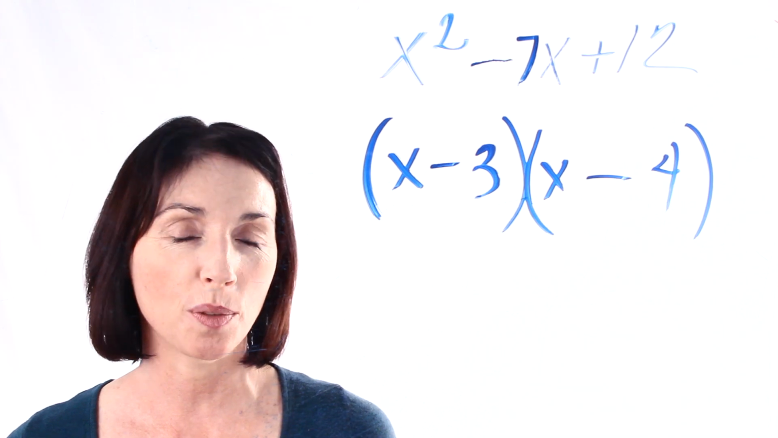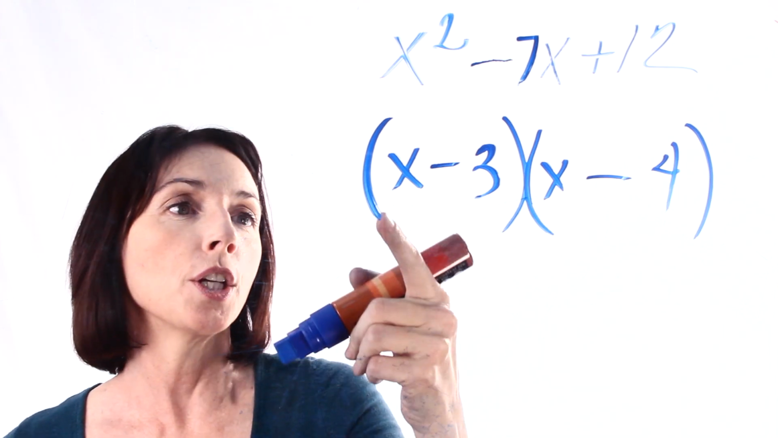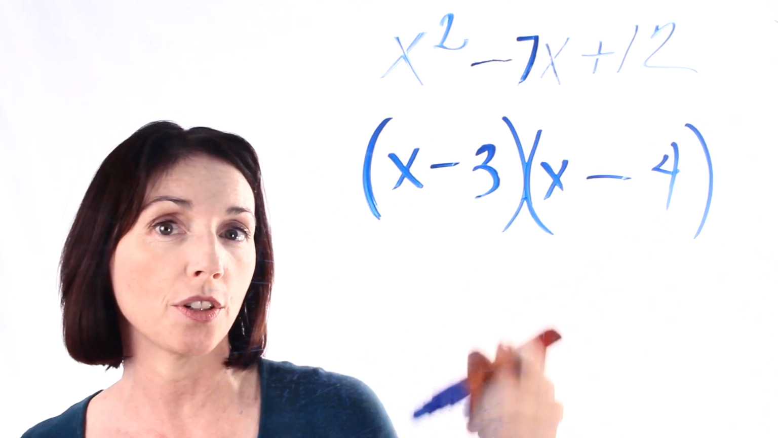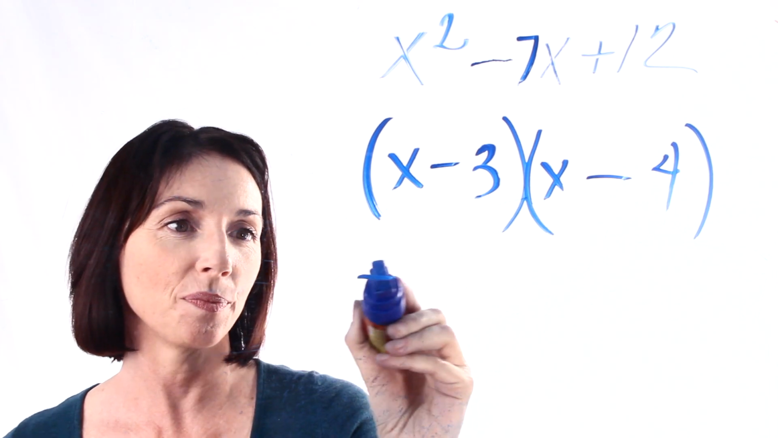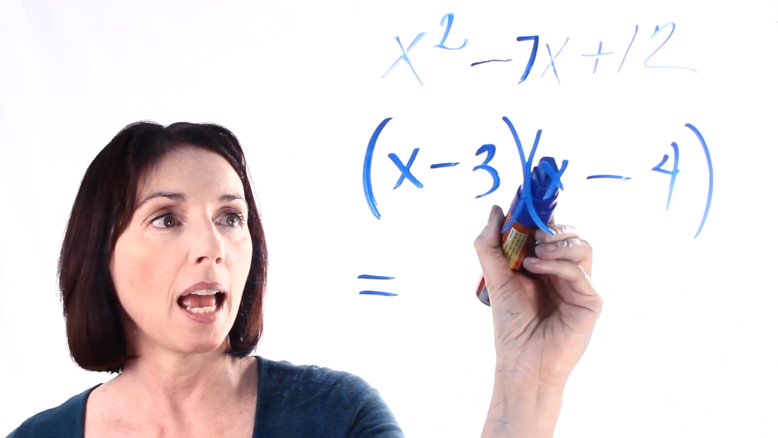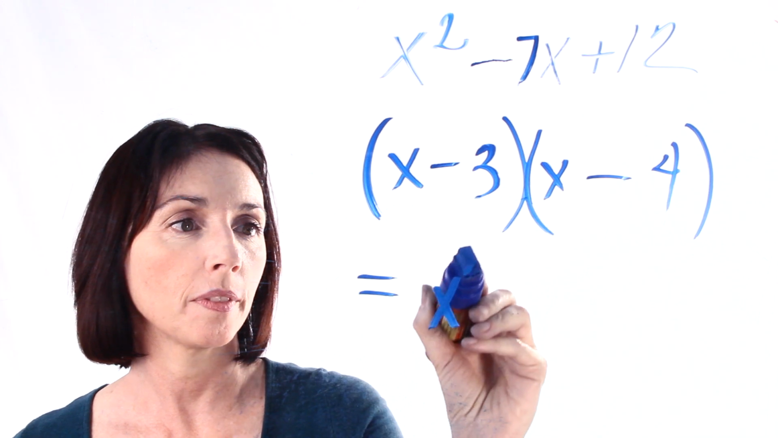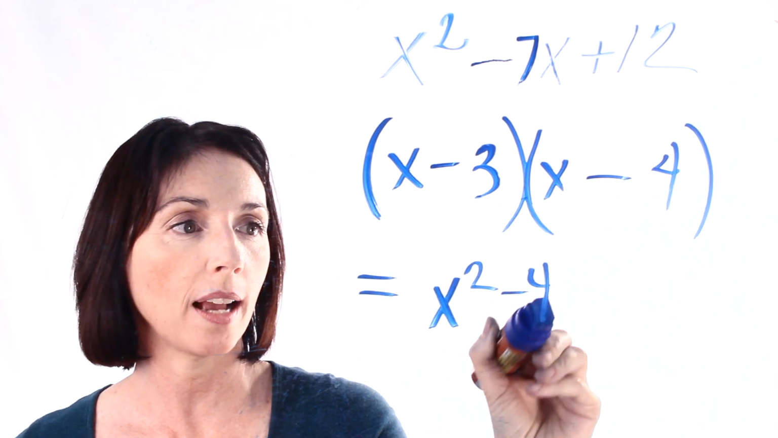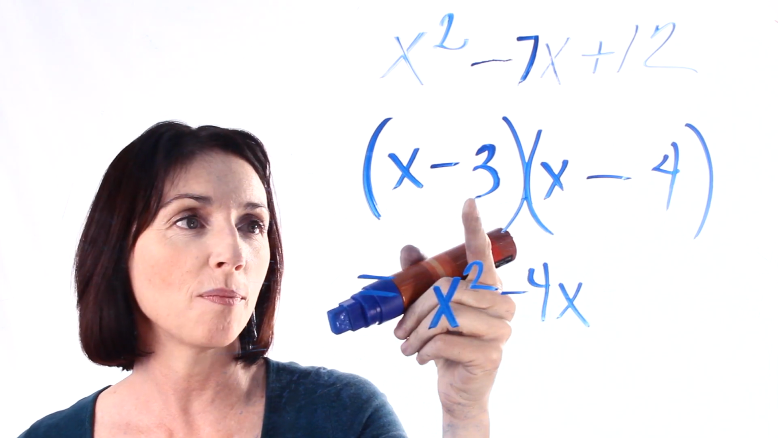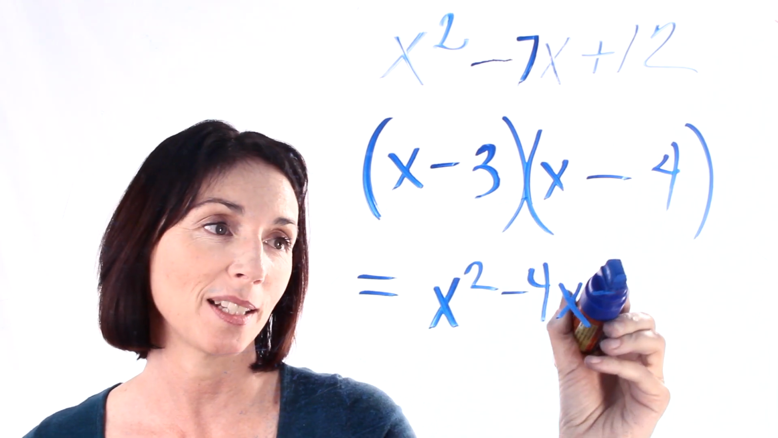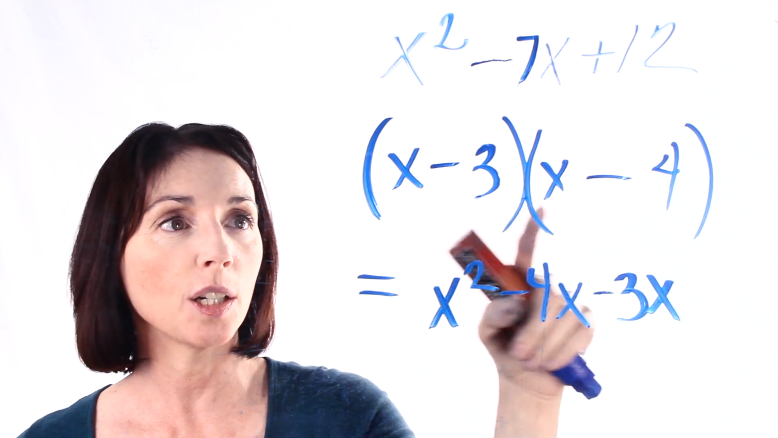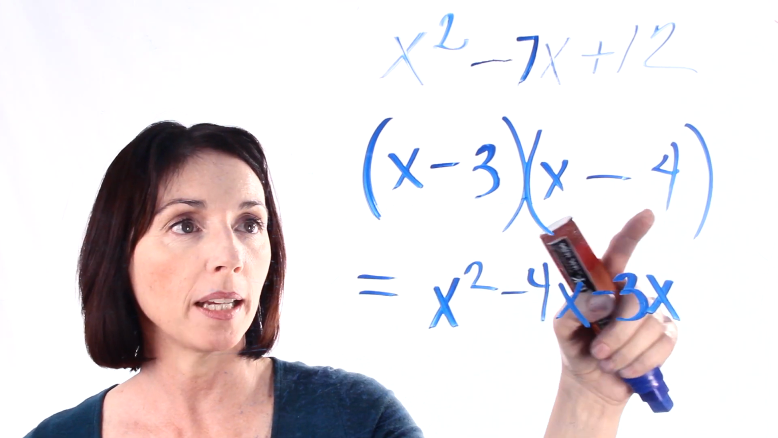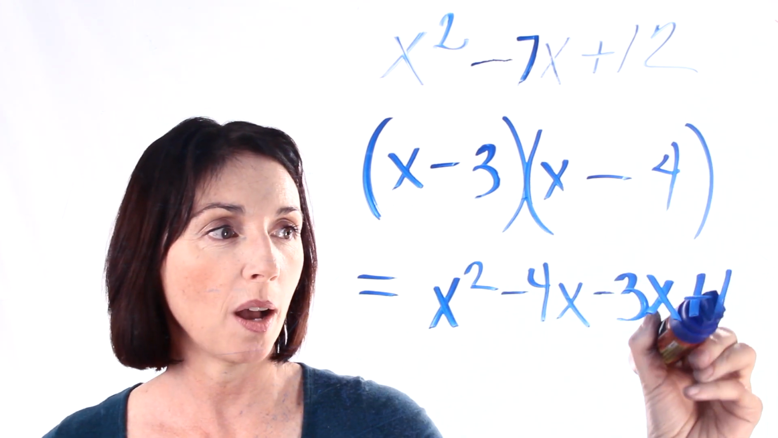Now let me show you why this works. We'll use the FOIL method to multiply this back out and make sure that our expression looks the same. So x times x is x squared. Now we have an x times a -4. That gives us -4x. Now here we have -3 times x. That's -3x. And here we have a -3 times a -4, and that's +12.